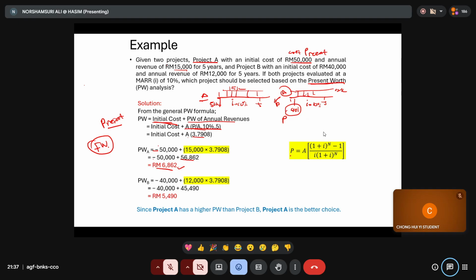Positive means that it is viable. If positive, it's good. When the expression is positive, that is actually good business. I mean, we can proceed.